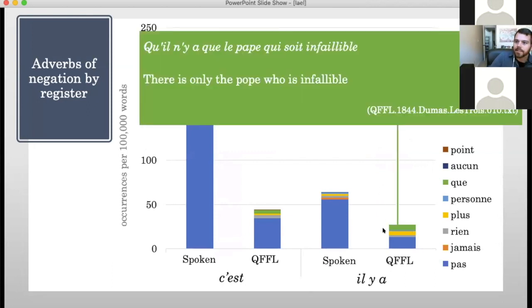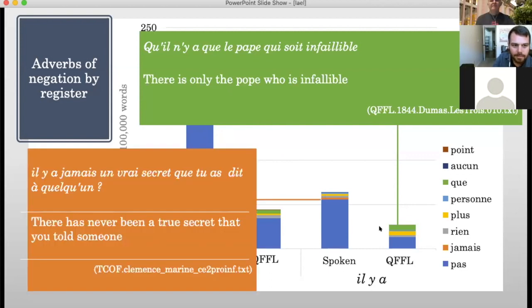Diving into a couple of these exceptions, though, we have something a little bit different using que, which is the adverb of negation that would be the equivalent of only in English. Il n'y a que le pape qui soit infaillible. There's only the Pope who's infallible. This is one of those cleft constructions. I thought it was a nice example to look at one of those.